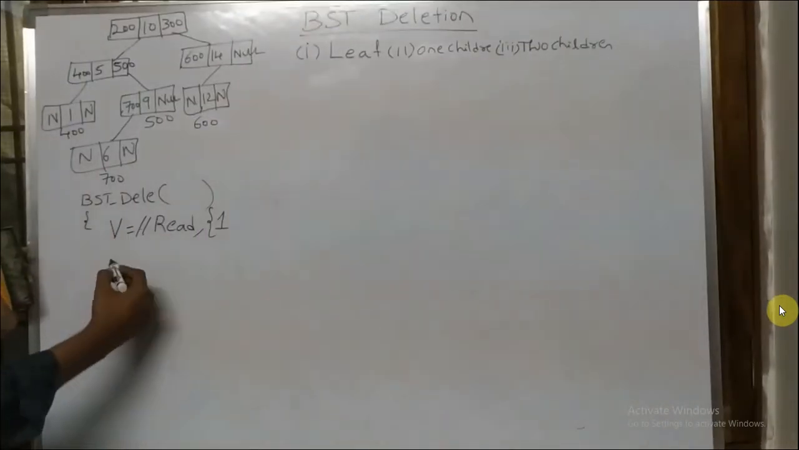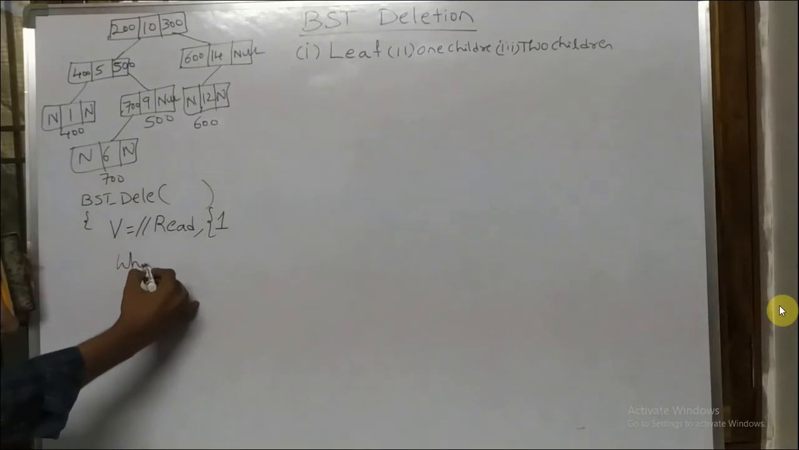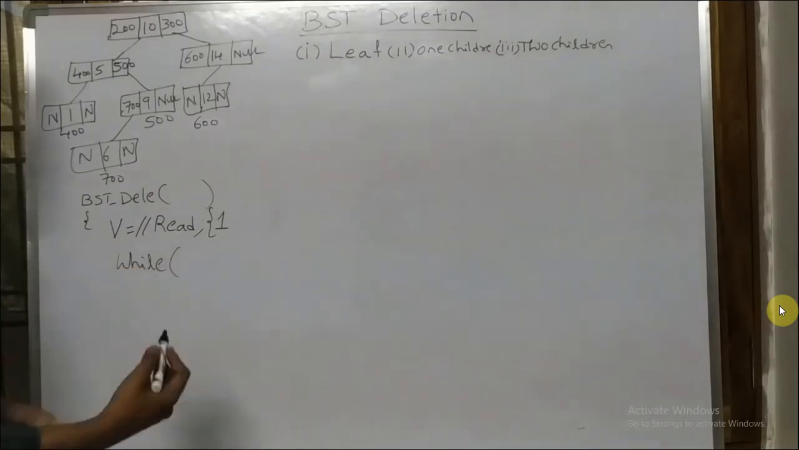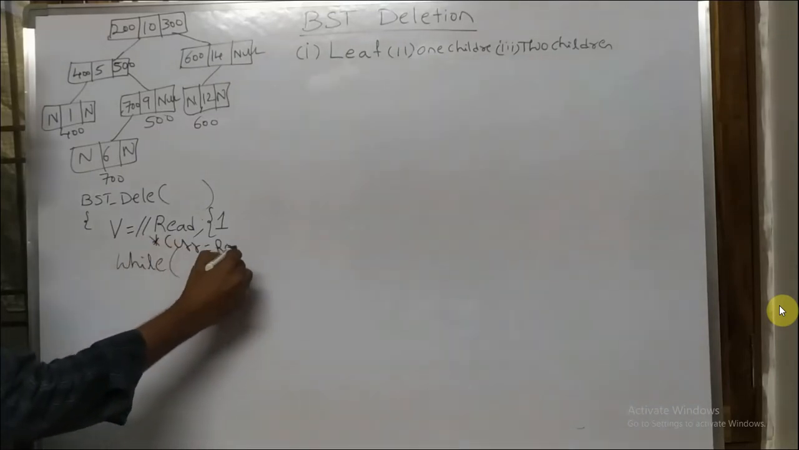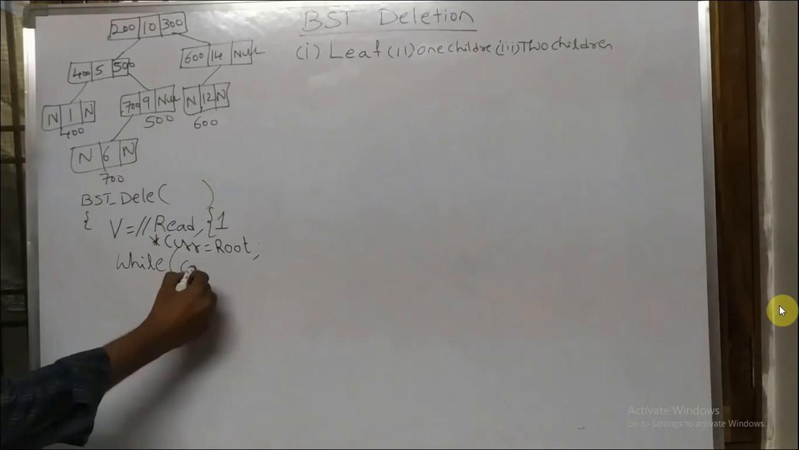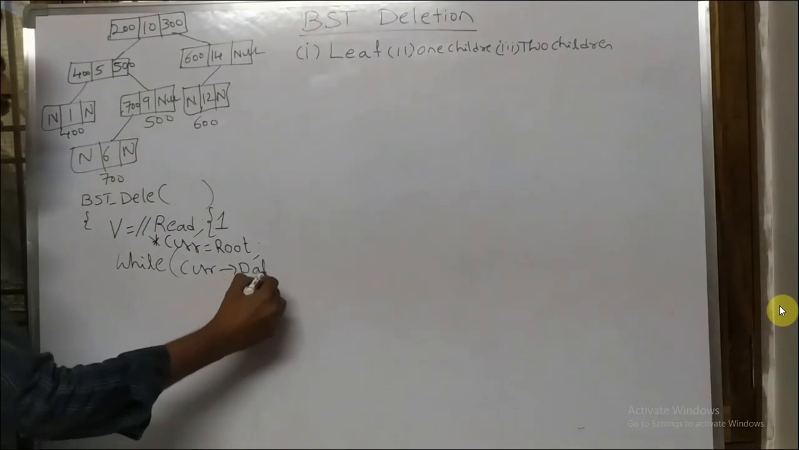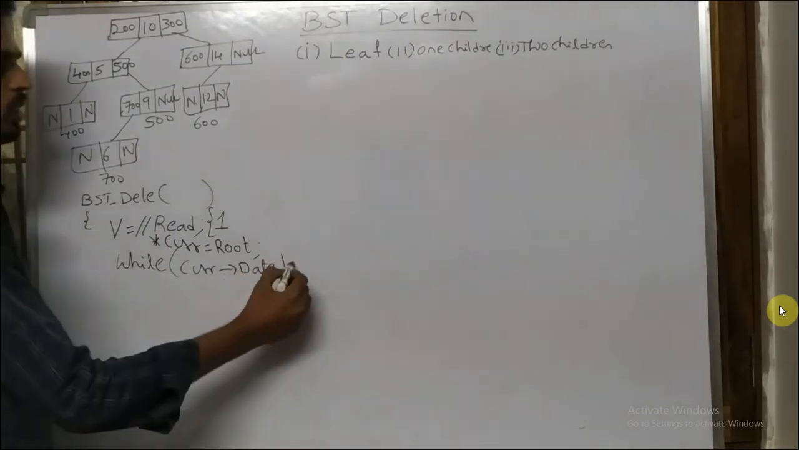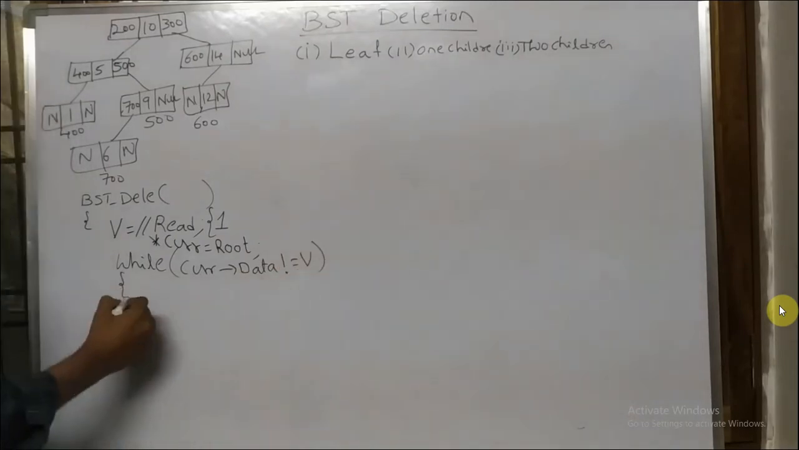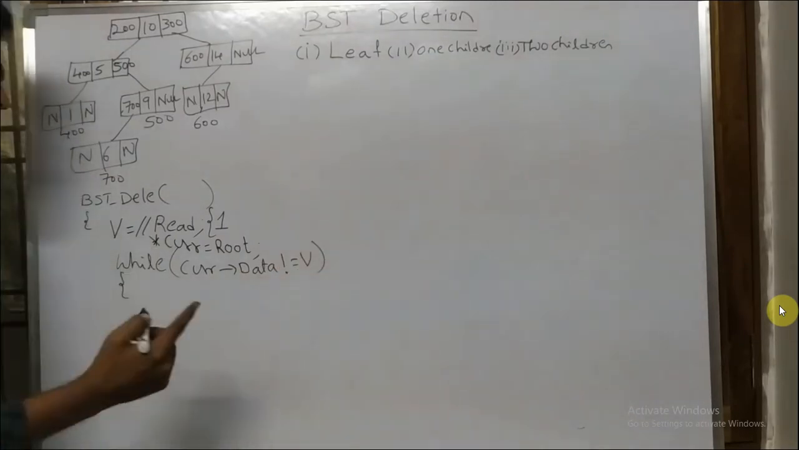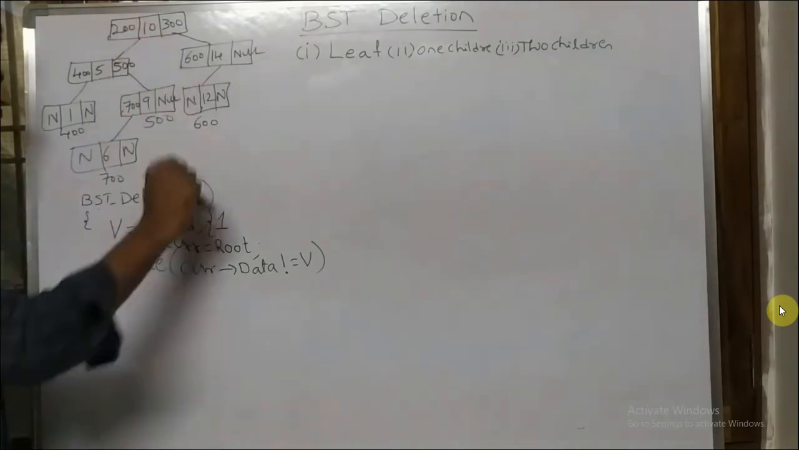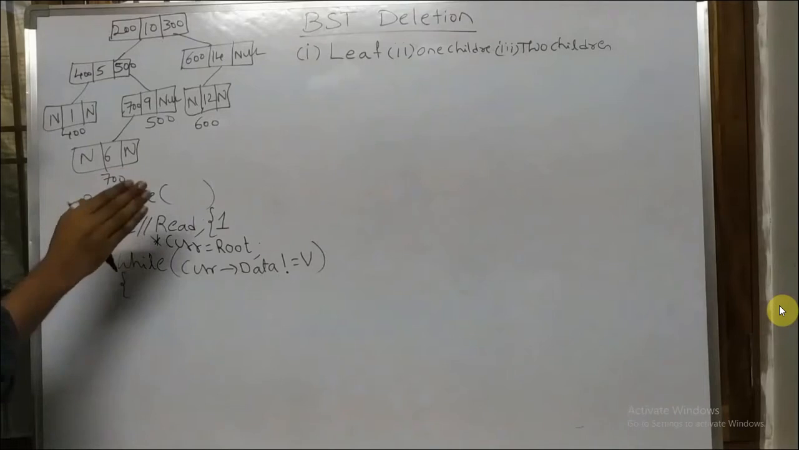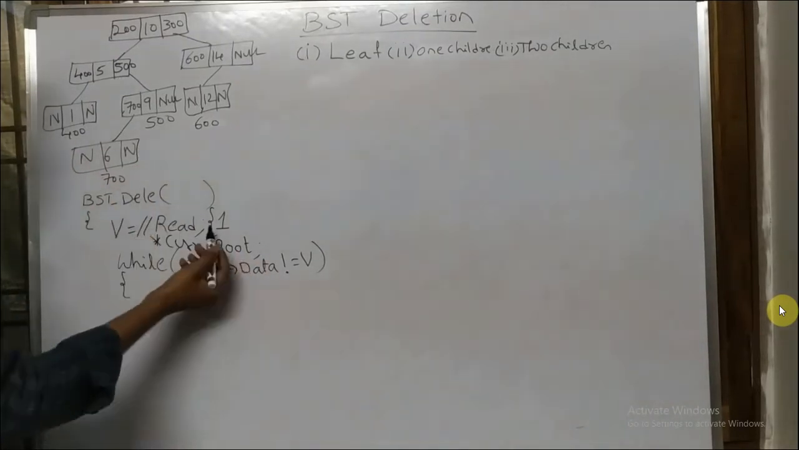For that, what you write is simply like a search condition. I need to make a loop. I am going to take a pointer current equal to root. While current->data is not equal to value, that is, if I am present at this particular location and that location's value is not equal to the user-entered value, then I need to traverse to the left side or right side. This process continuously repeats.